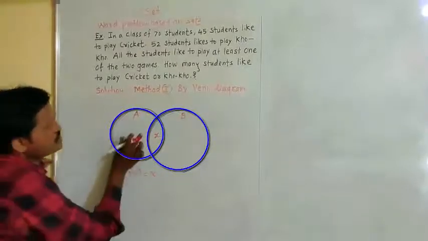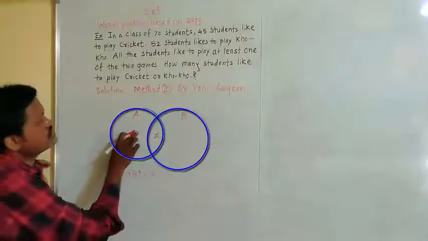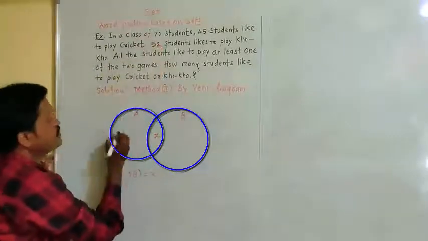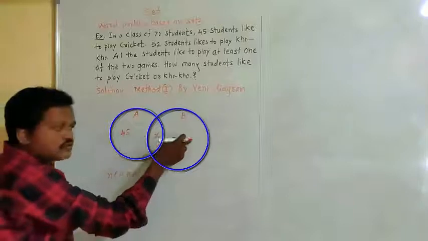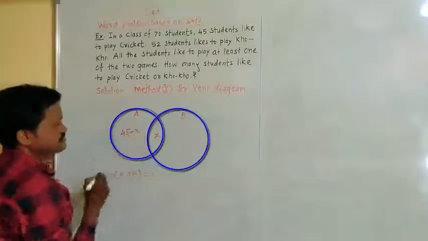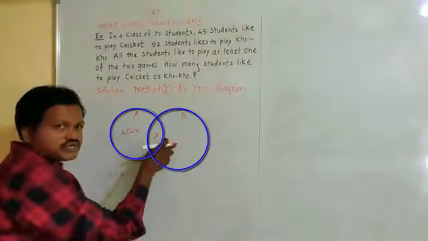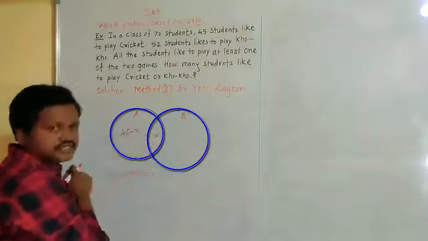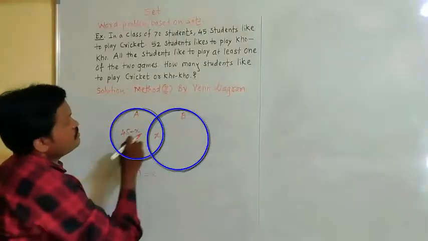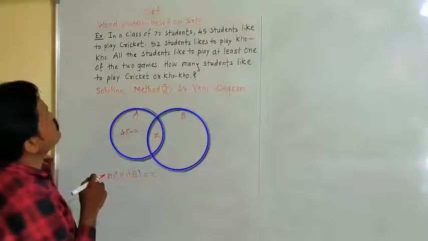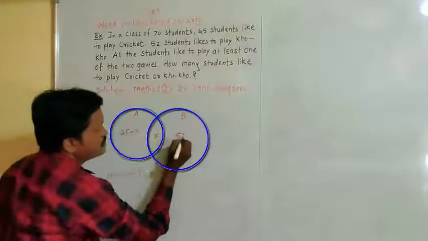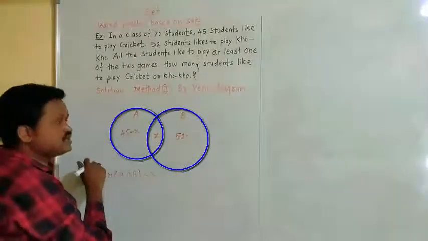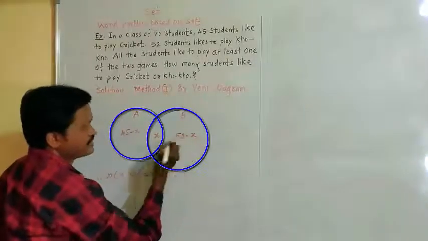Now how many students here? So there are total students who play cricket is 45, but there are some who play Kho, so minus X here. Now in B, that is the students who play Kho, that is 52, but some of them play cricket also, so that is X.